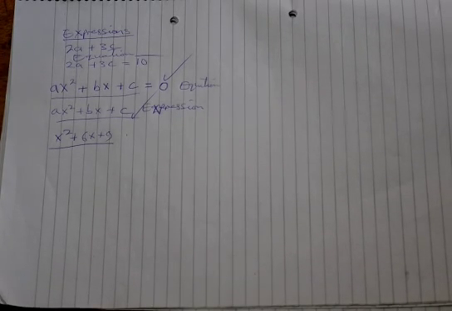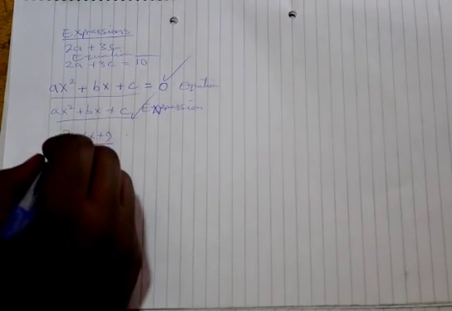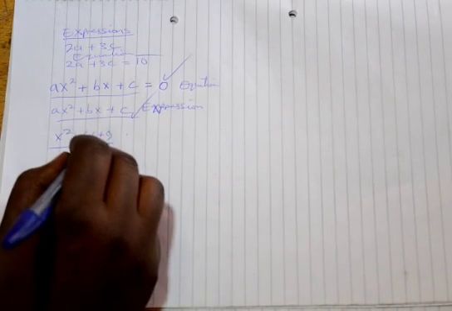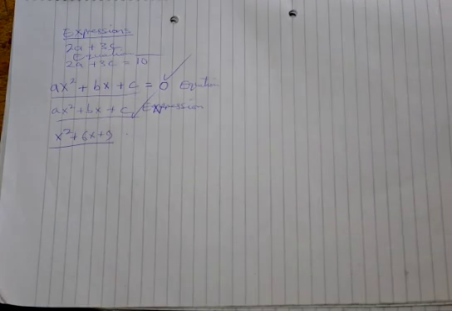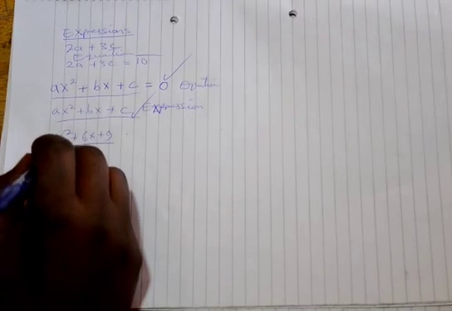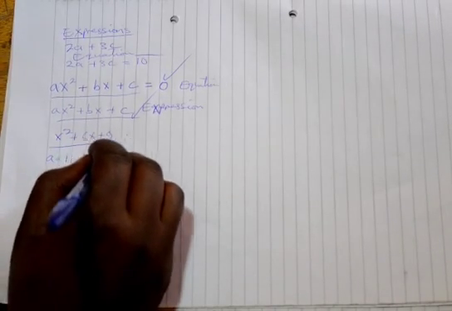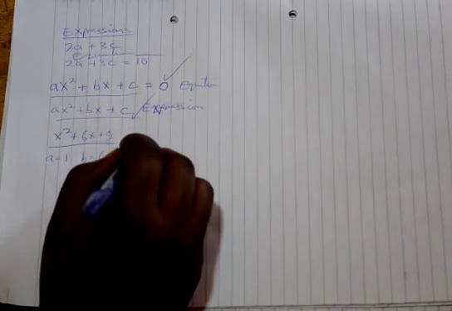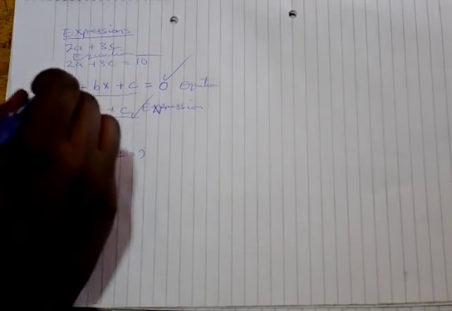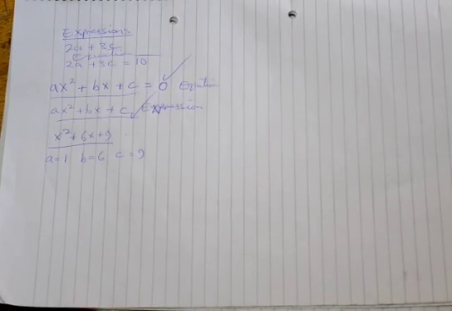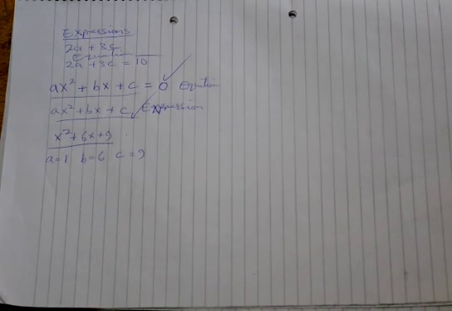Factorization of quadratic expressions. Now I'll use this example here. We've just written x squared plus 6x plus 9. What we do is that we have our a, in this case is 1, our b is equal to 6, and our c is equal to 9. Note that in ax squared plus bx plus c, a, b, c are numbers.